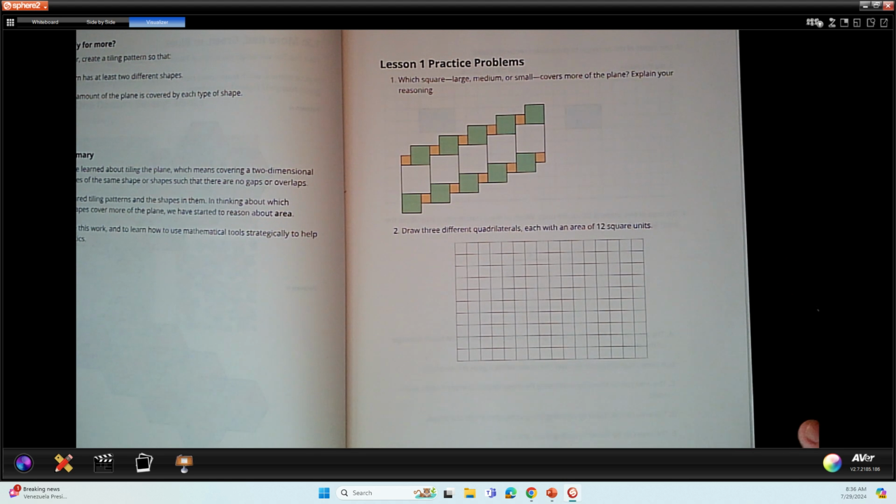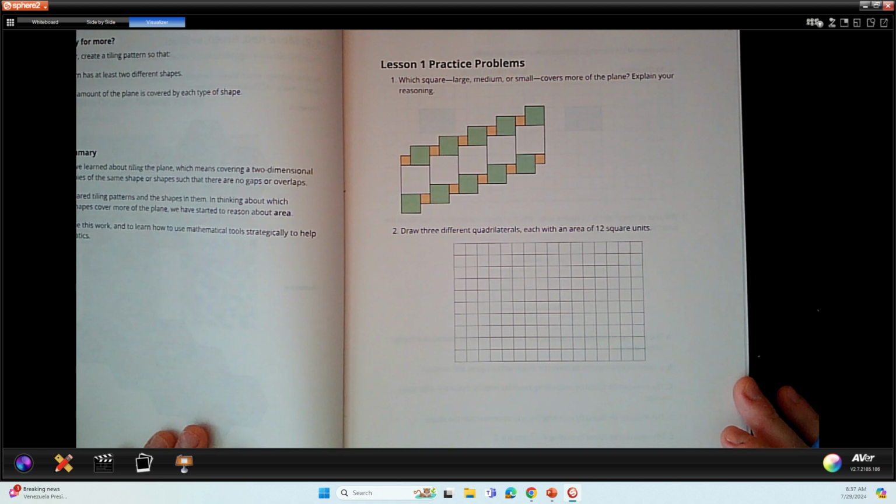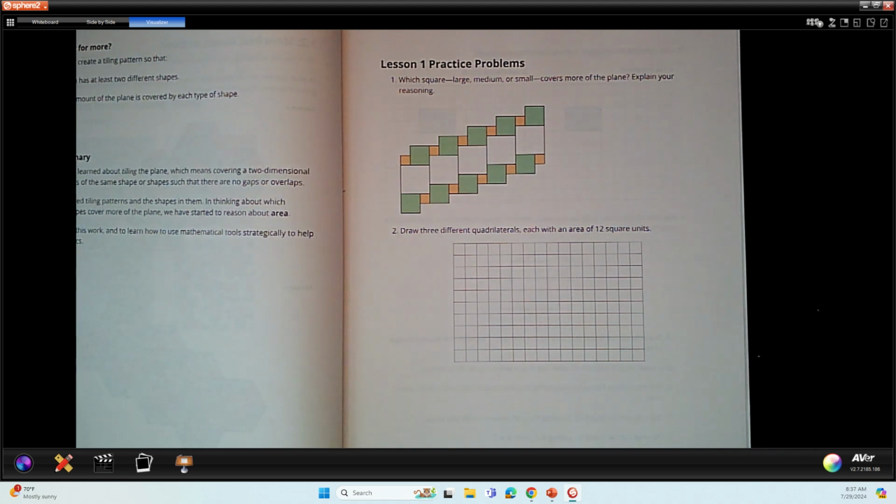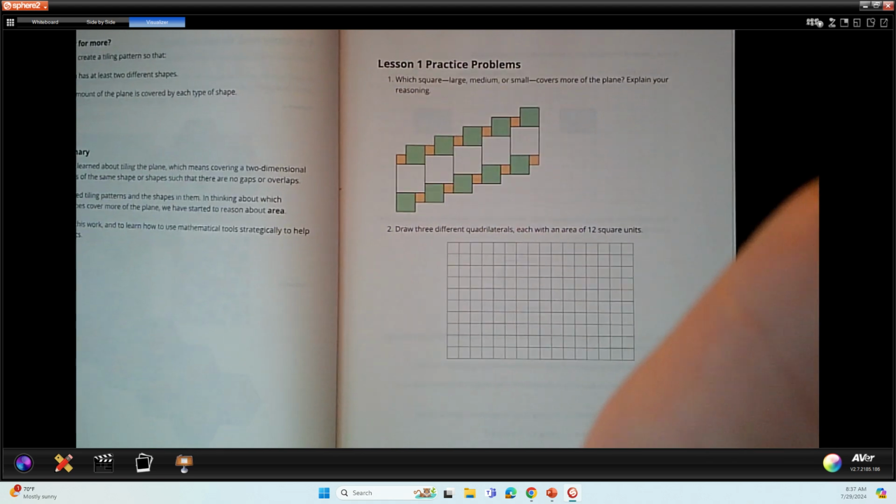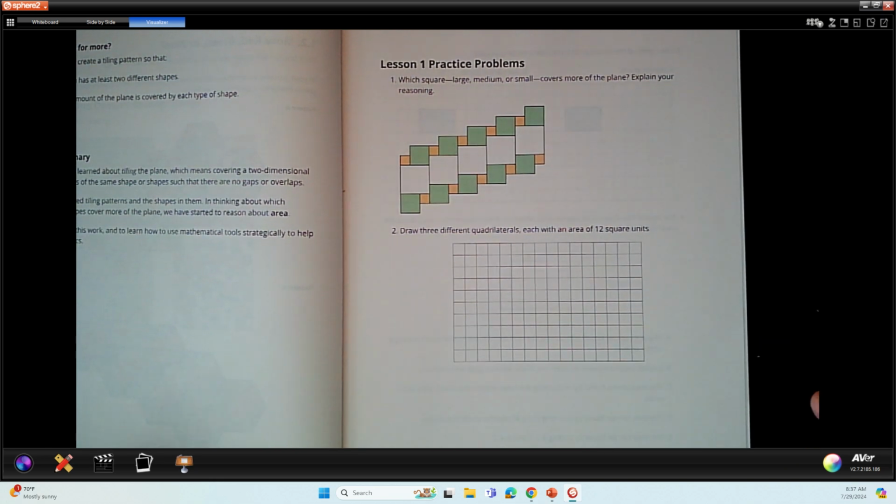Okay, we're going to take a look at Unit 1, Lesson 1, Practice Problems. And I'm not going to do all of the practice problems, just a couple, so that while you're working through your work, you can check with me and see if you get the same answer as I did.